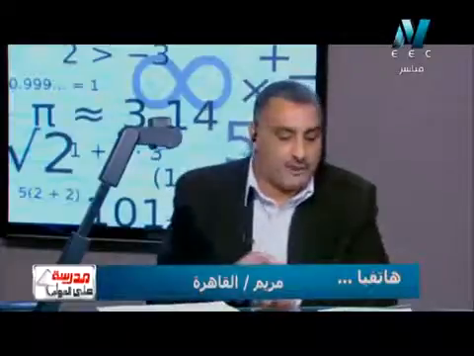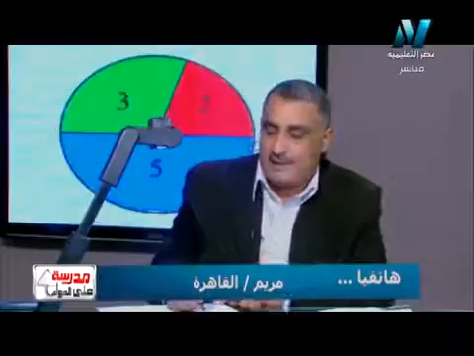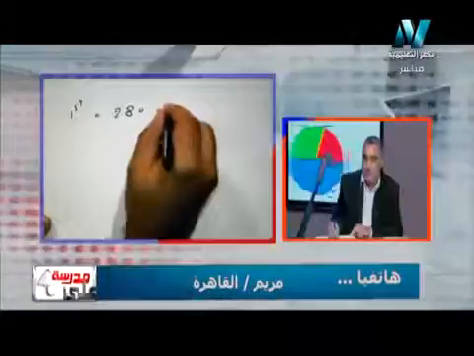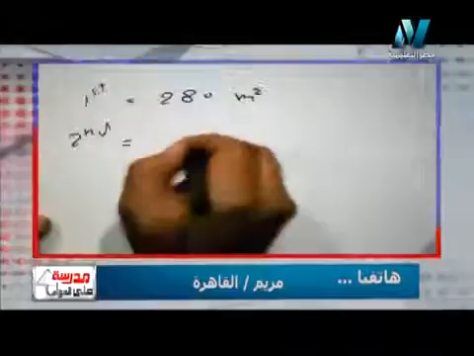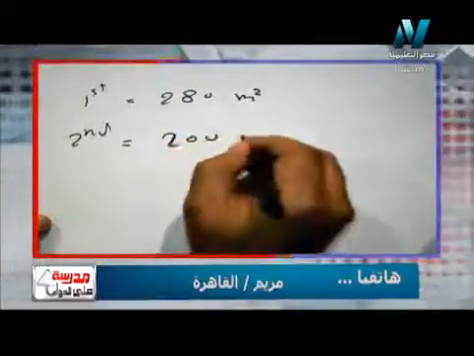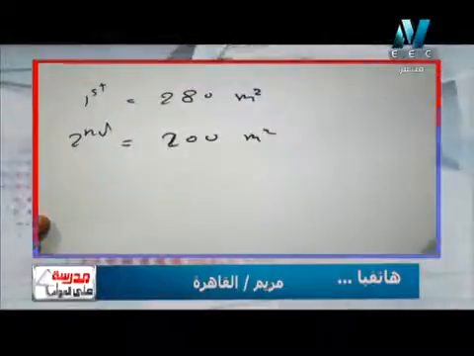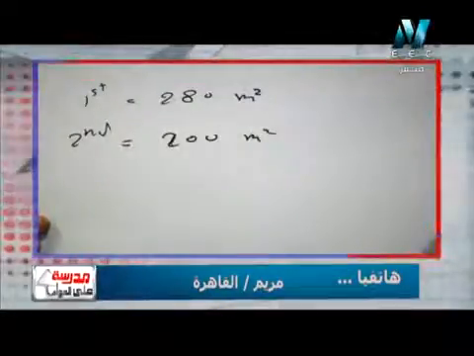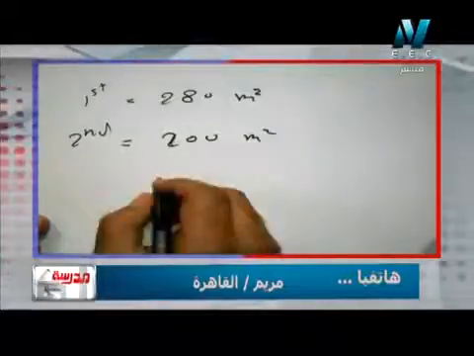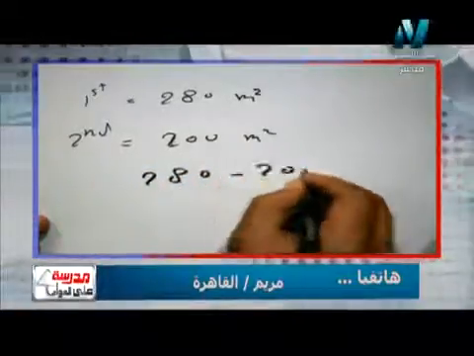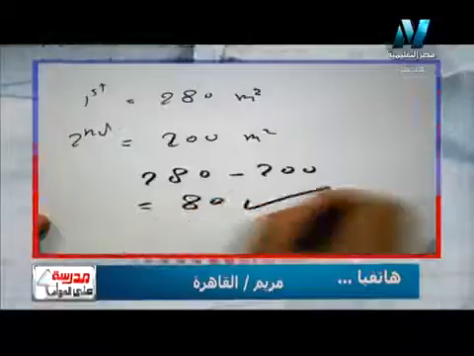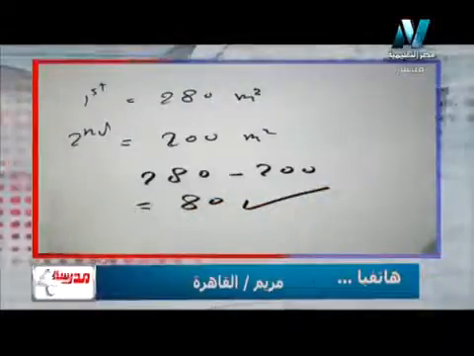When we worked out the share of the first brother, it was 280 meters square, and the second brother takes 200, right? How can we be sure of our result? The problem said the difference was 80 square meters. So, as Mariam said, I do 280 minus 200, and the result will be 80. So now I'm sure.